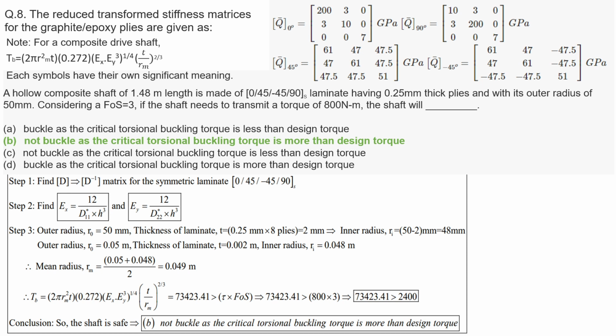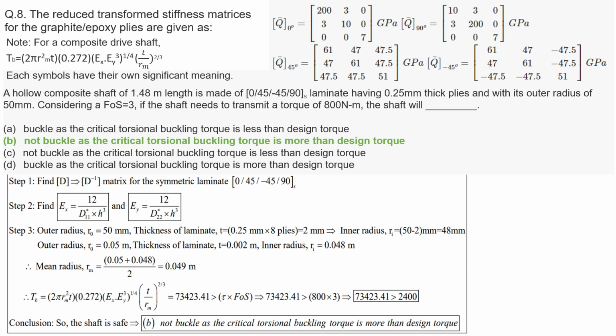The reduced transformed stiffness matrices for the graphite epoxy plies are already given. So note, for a composite drive shaft, the TB value is given. Each symbol has its own significant meaning.